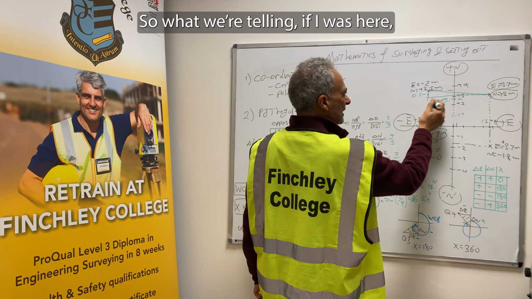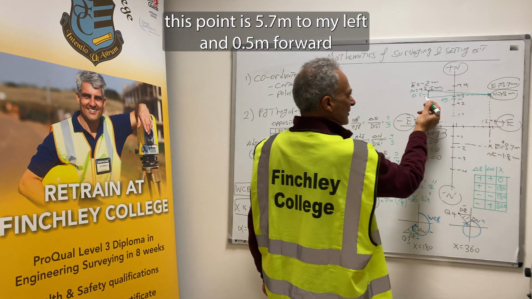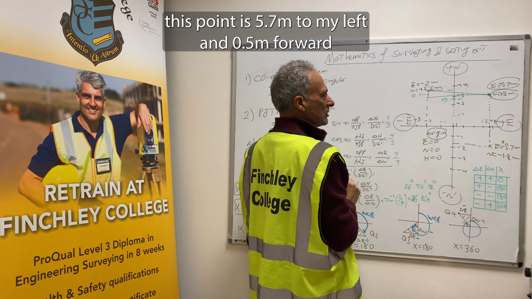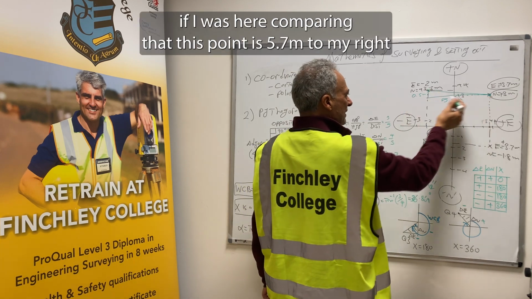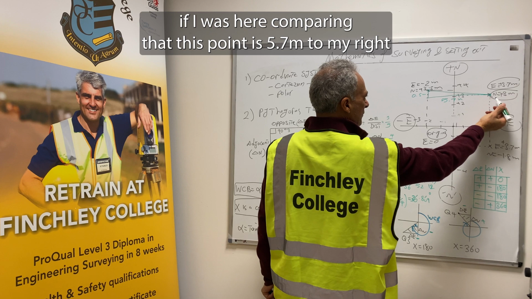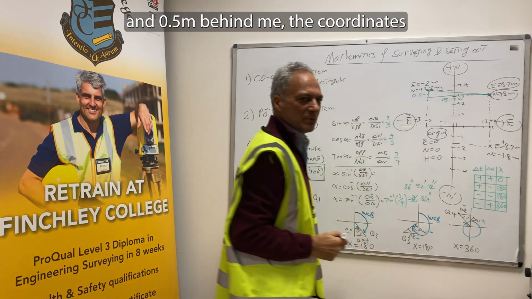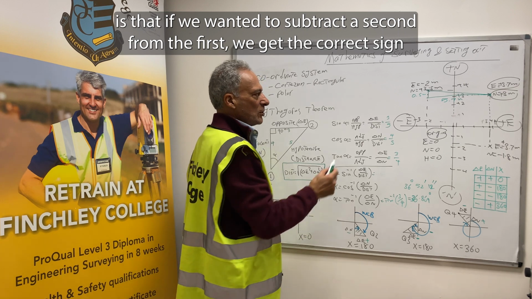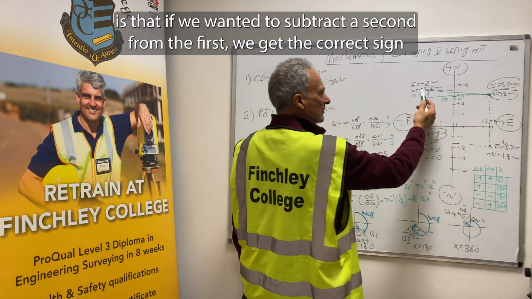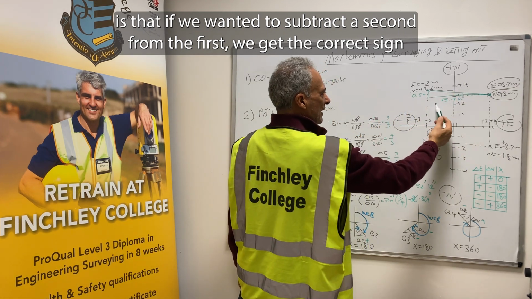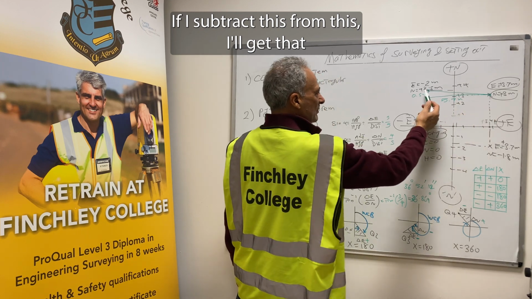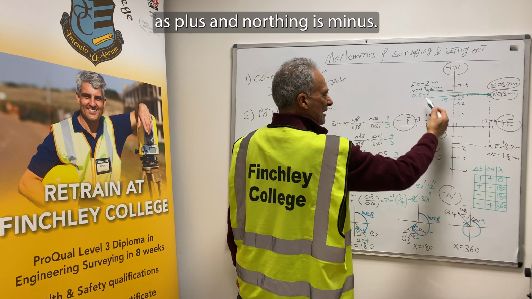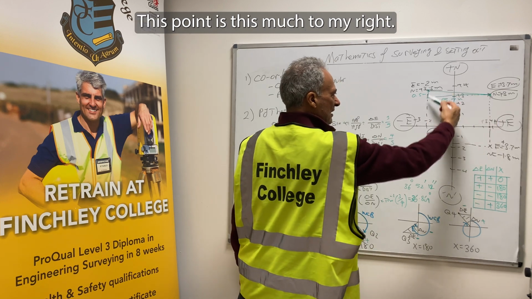So what we are telling, if I was here, this point is 5.7 meters to my left and half a meter forward. If I was here, comparing that, this point is 5.7 to my right and half a meter behind me. The coordinates is that if we subtract the first from the second, we get the correct sign. If I subtract this from this, I'll get that easting is plus, and northing is minus. This point is this much to my right and this much below.